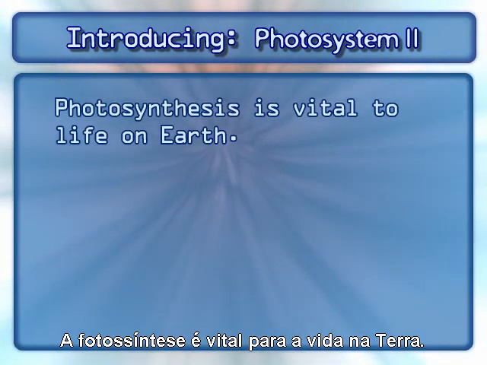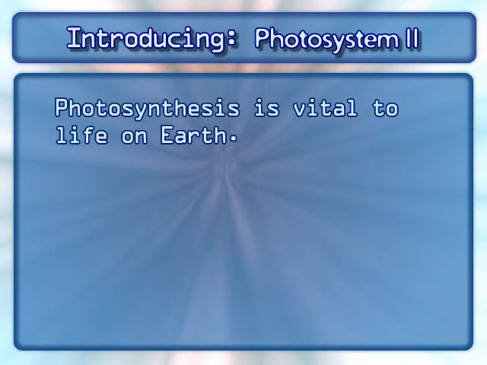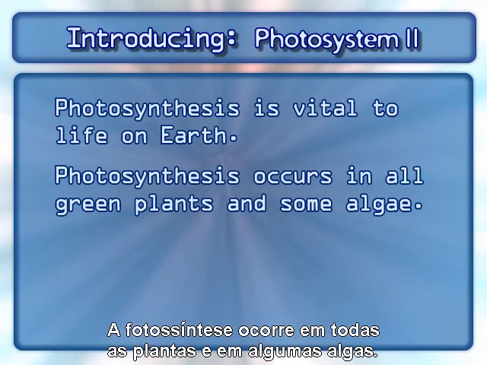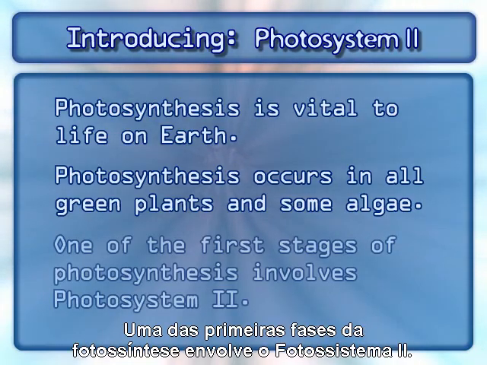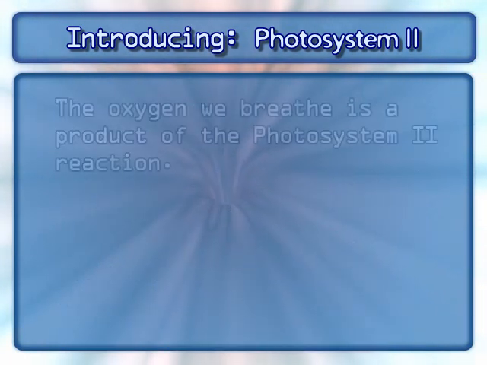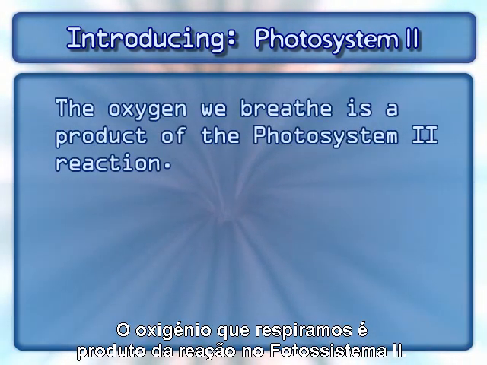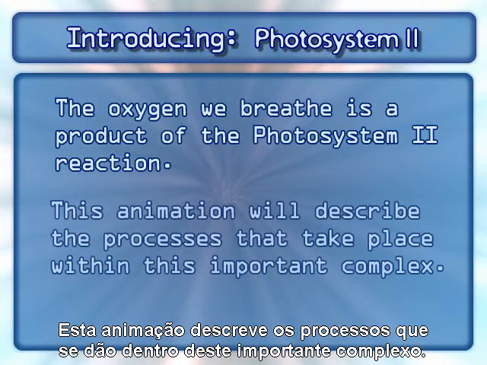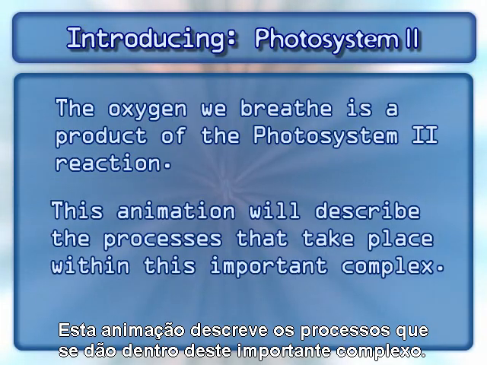Photosynthesis is vital to life on Earth. Photosynthesis occurs in all green plants and some algae. One of the first stages of photosynthesis involves photosystem II. The oxygen we breathe is a product of the photosystem II reaction. This animation will describe the processes that take place within this important complex.